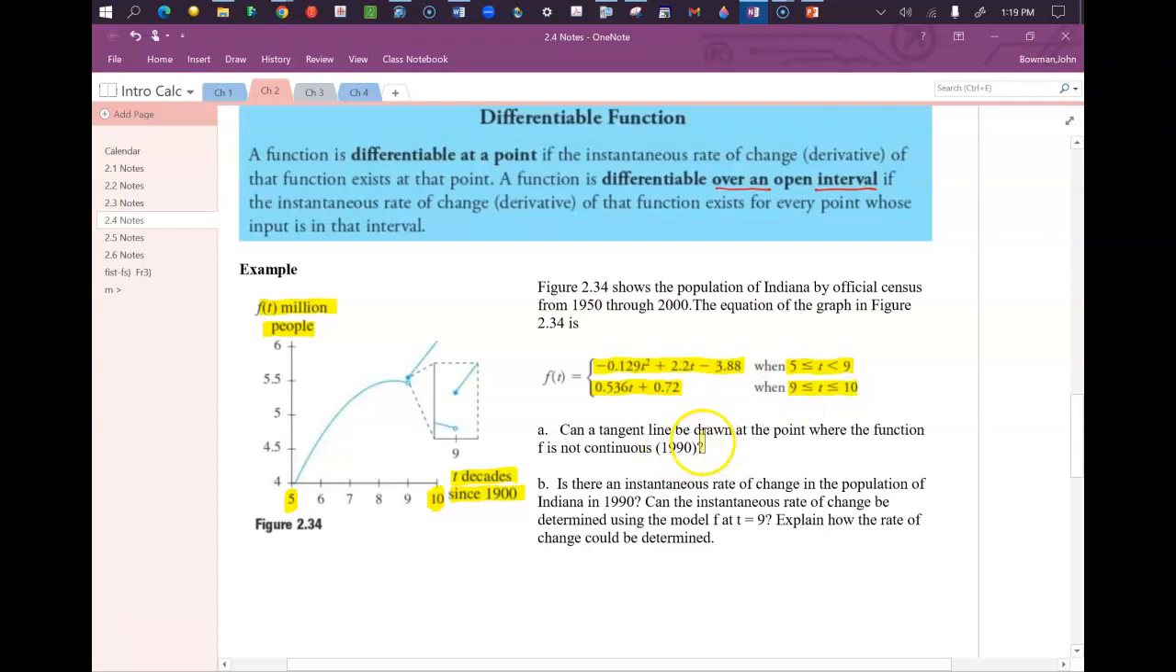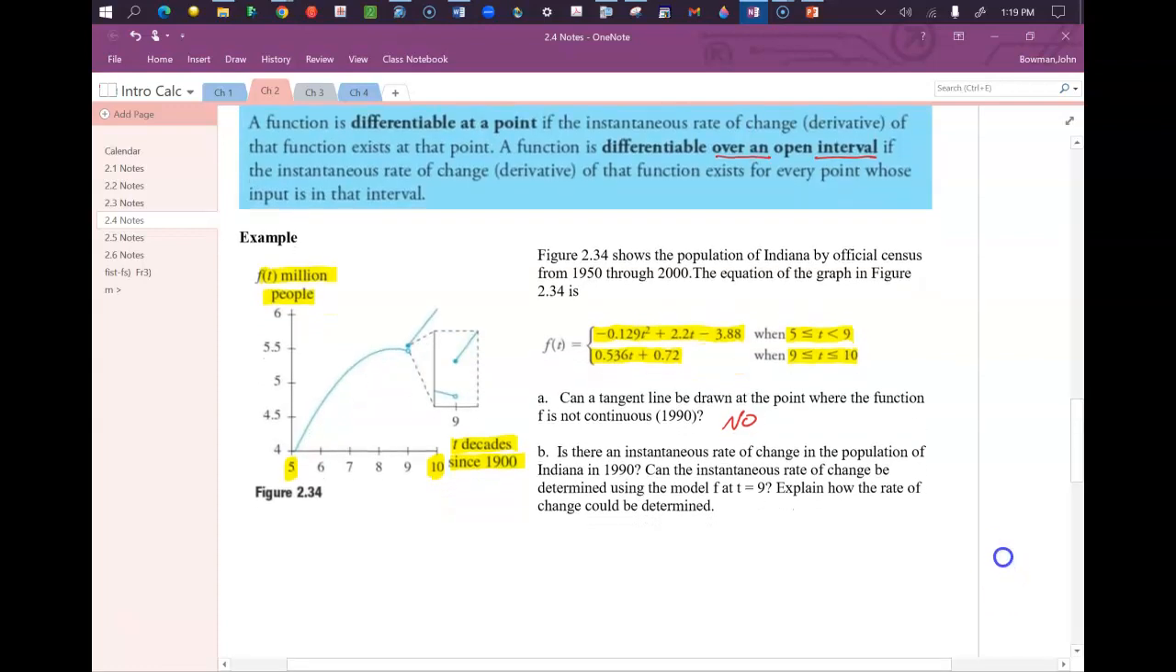Can a tangent line be drawn at the point where the function is not continuous? And that is a definite no. That is, we just don't have tangent lines or instantaneous rates of change or derivatives at points of discontinuity. Is there an instantaneous rate of change in the population of Indiana in 1990? And can the instantaneous rate of change be determined using the model f at t equal 9? Explain how the rate of change could be determined.